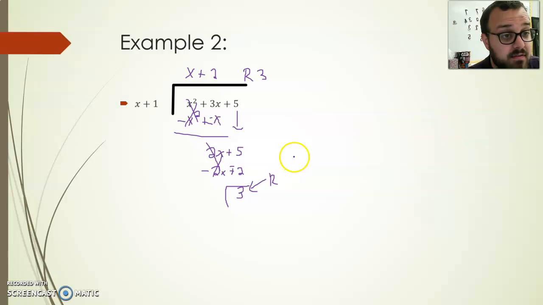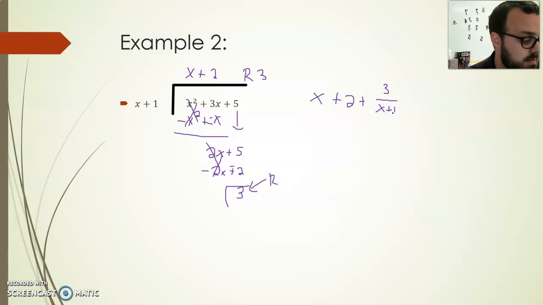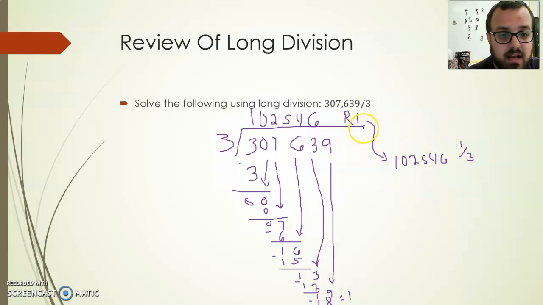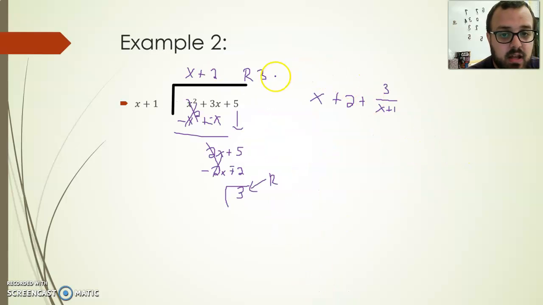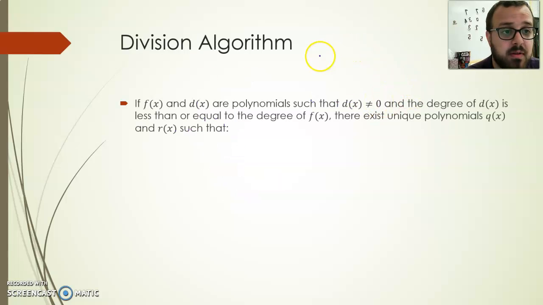Now, you can also think of writing this like we did before, where we could write this as x plus 2, and then we could say plus 3 over x plus 1. Okay, just like we did in the beginning. If you remember, we got a remainder of 1, and so we put it over here. 1 over 3 was our remainder. Okay, over here, remainder of 3, we put it over the x plus 1. We can write it out there like that. And that's actually going to lead us into one of the things we're going to be talking about, which is called the division algorithm, okay?